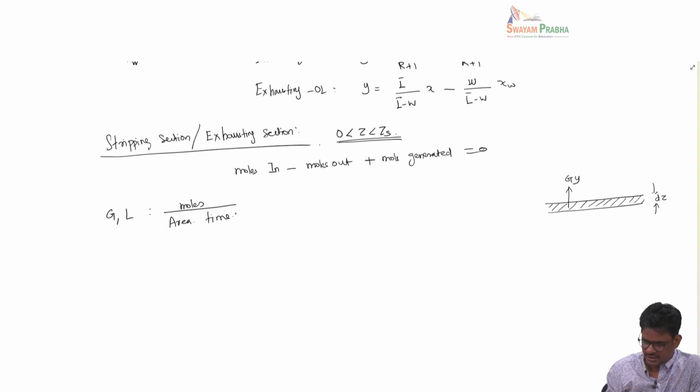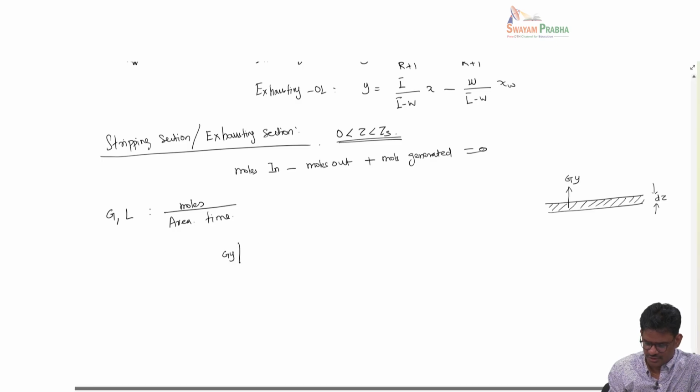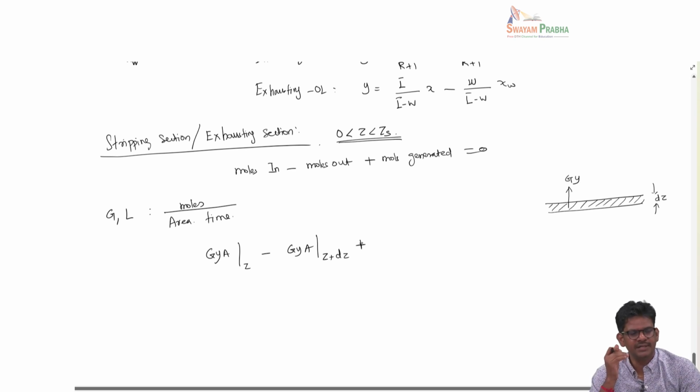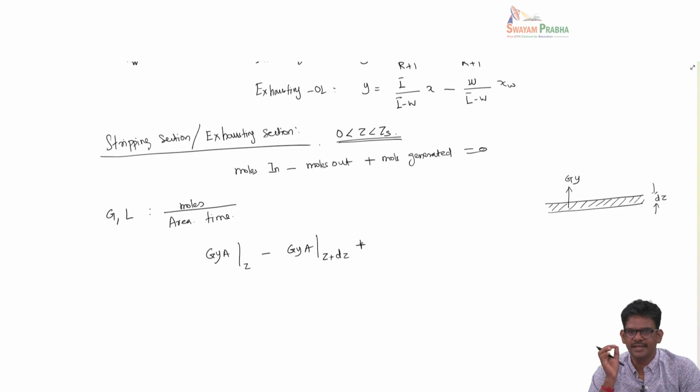So with that, we can write that what is coming in is Gy at Z, minus Gy at Z plus dz, and in the bottom of the column it is a stripping operation. So what it means is that A is removed from the liquid to the vapor. That's what stripping means.